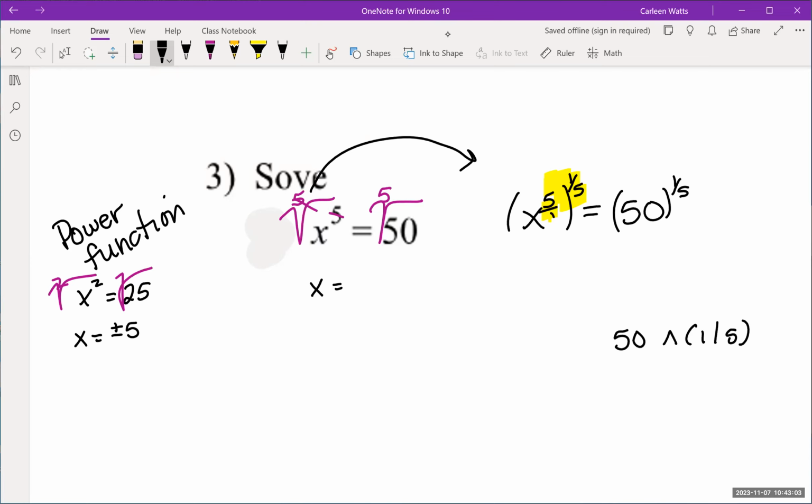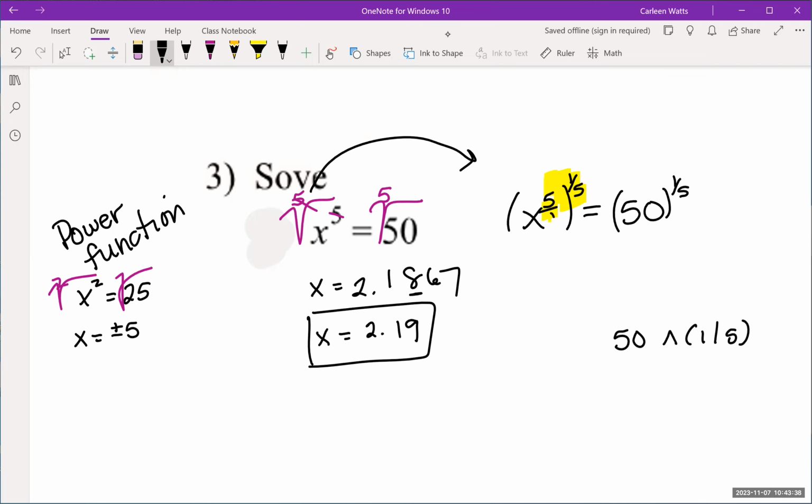Okay, so 50 to the 1/5, 50 to the parentheses 1 divided by 5 parentheses, you should get 2.1867. And then I would need to tell you what to round that to. Let's go ahead and round that to the hundredths.